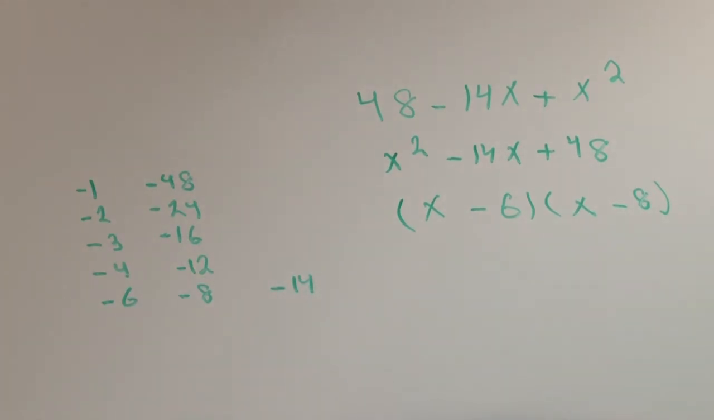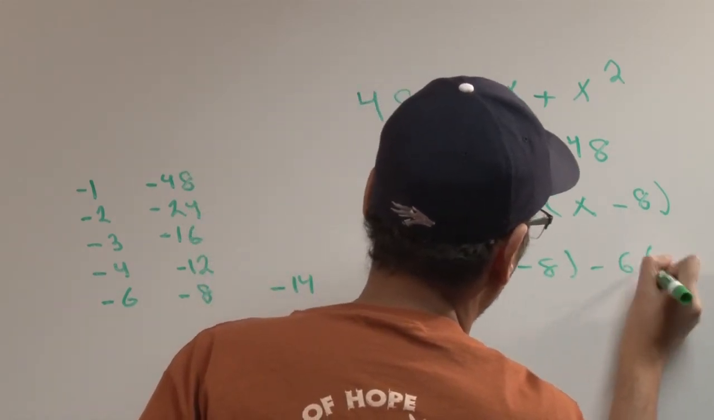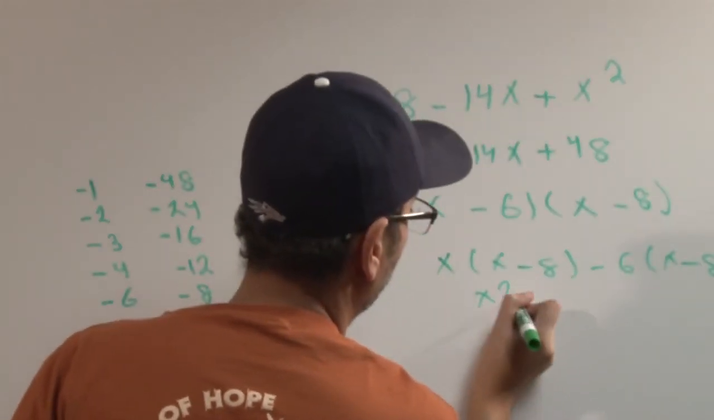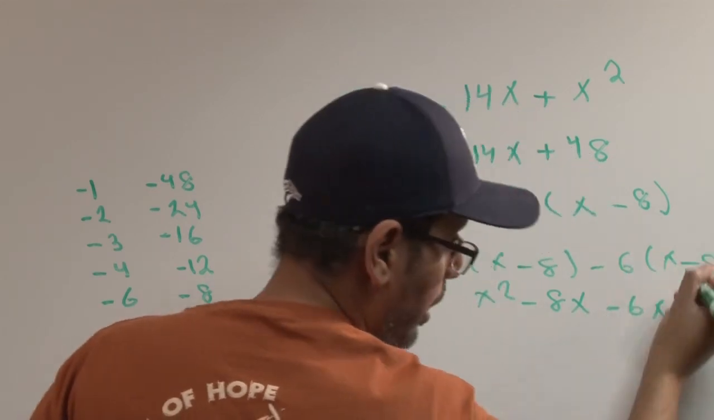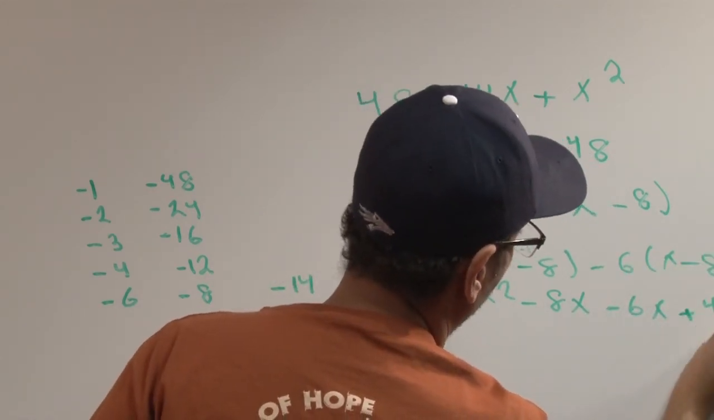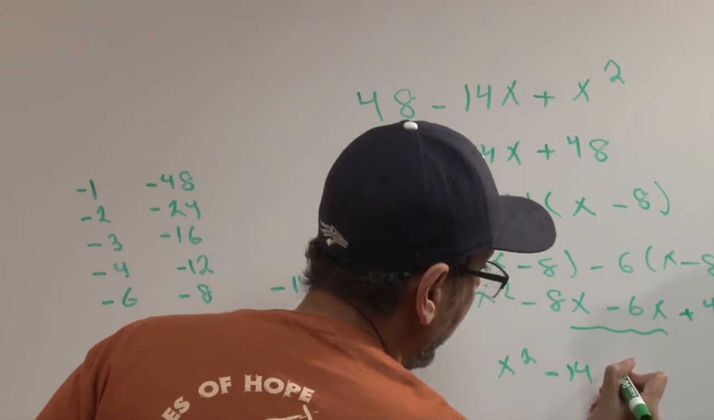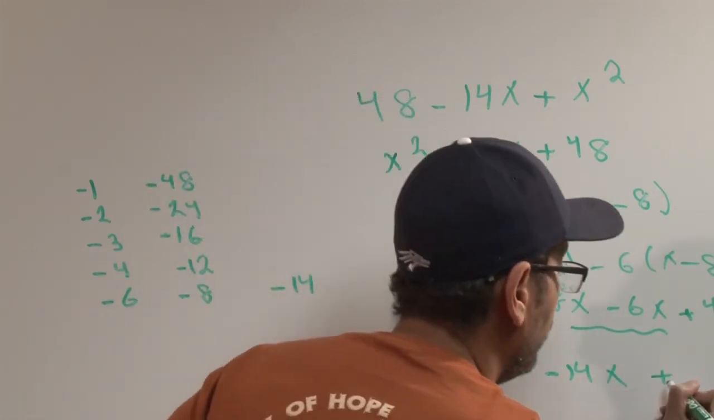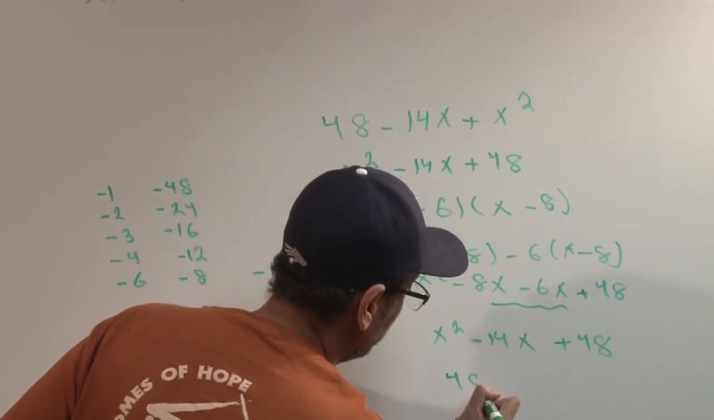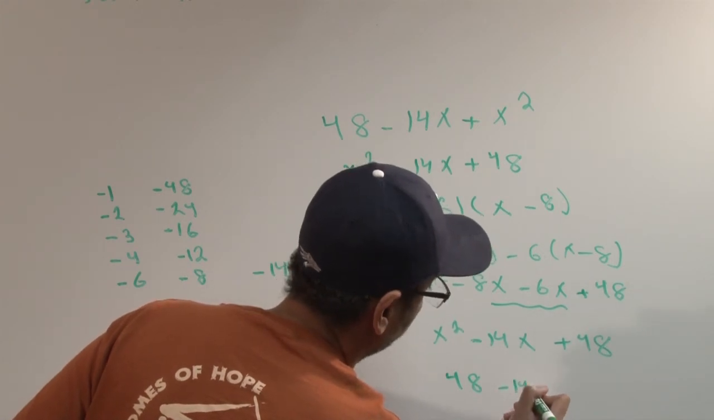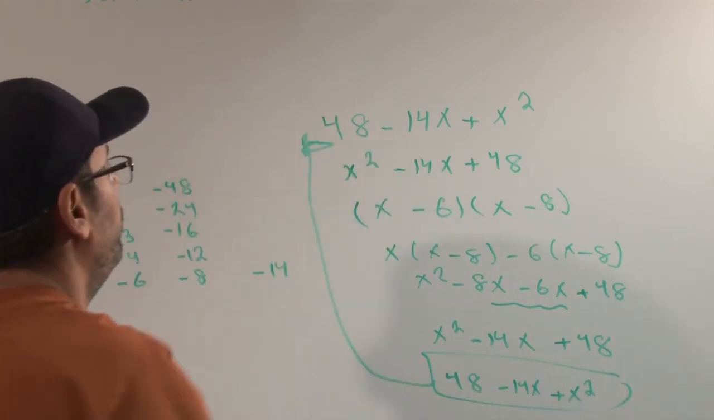And that's it. Let me check that. That would be x minus 8 times x minus 6. So that would be x squared minus 8x minus 6x, minus times minus is plus 48. So let me add those together. x squared minus 14x plus 48. If I want to arrange that to this one, yes, I can make this first and then put this next. So this is the same problem.